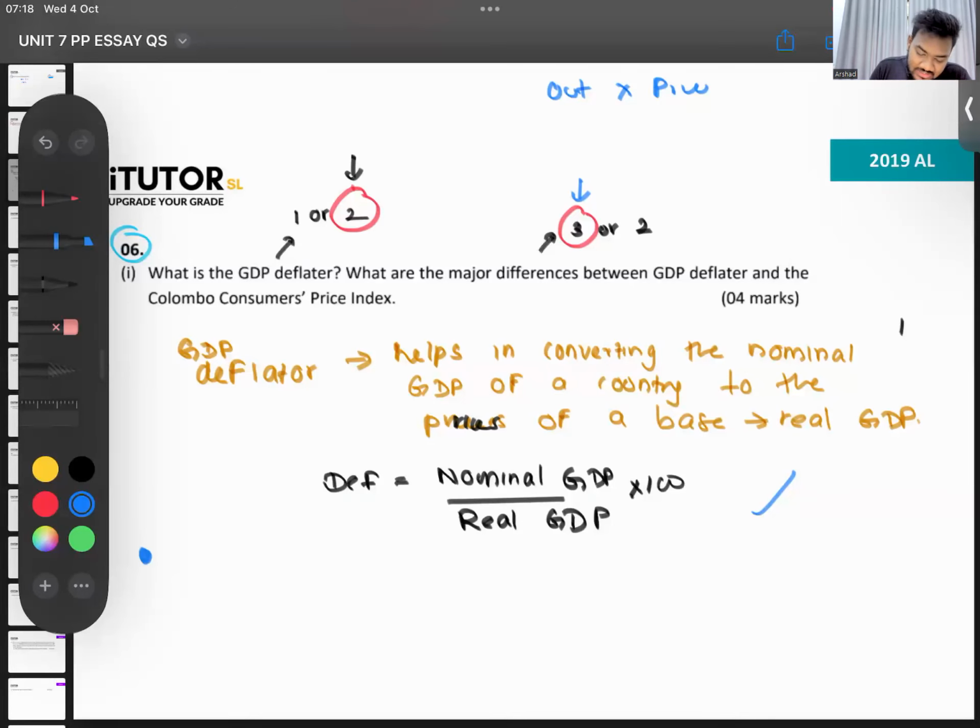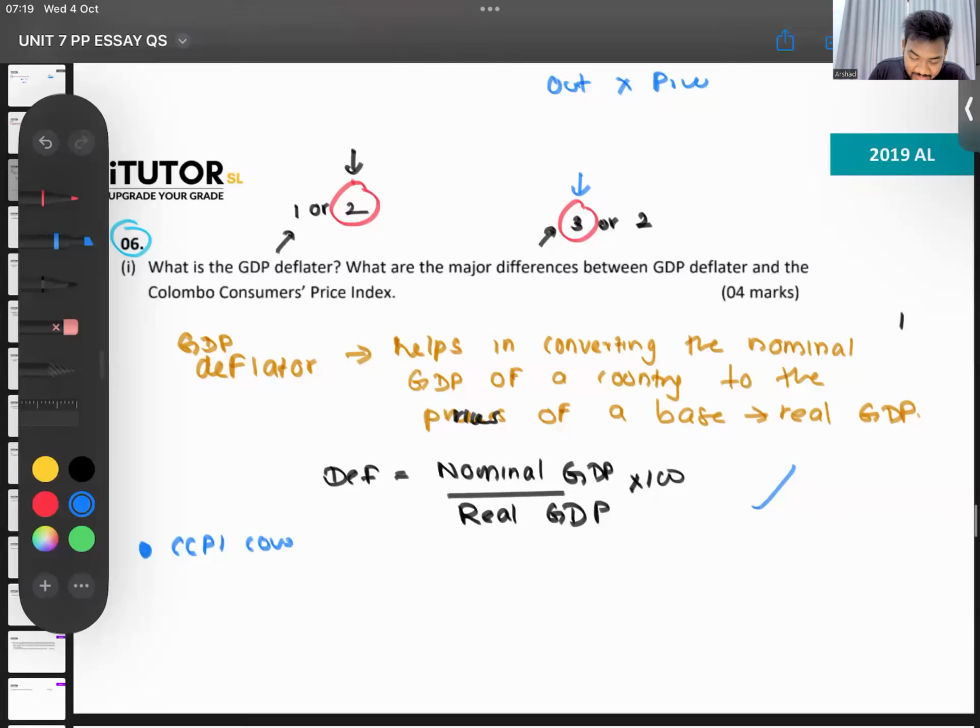Now, the Colombo Consumer Price Index, guys, covers only what? The price levels of goods and services in the Colombo district and the urban areas of Colombo, right? That's why we call it the Colombo Consumer Price Index. You can talk about the geographical coverage first. This covers only Colombo and the suburbs. Okay. So while the GDP deflator covers what? It covers the prices of the entire economy, right?